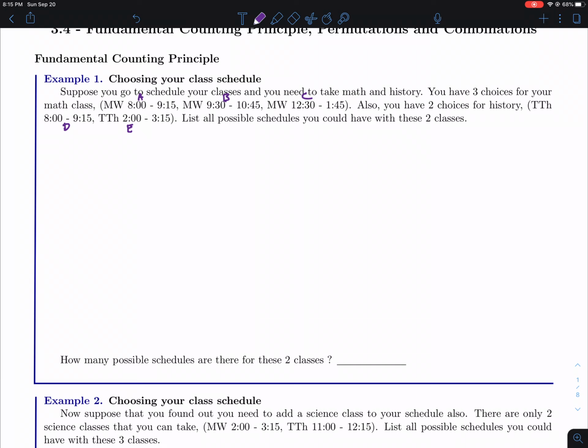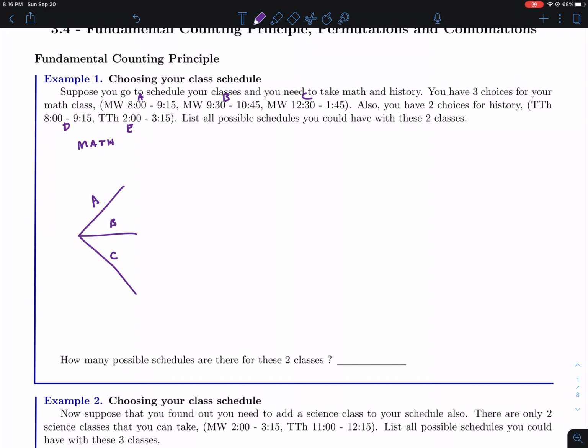I'm going to start off with the math classes first in my tree diagram. Since there's 3 choices for the math classes, I'm going to draw 3 branches and label each one A, B, and C. A, again, is the 8 o'clock. The B is the 9:30 to 10:45. And then the C is the 12:30 to 1:45.